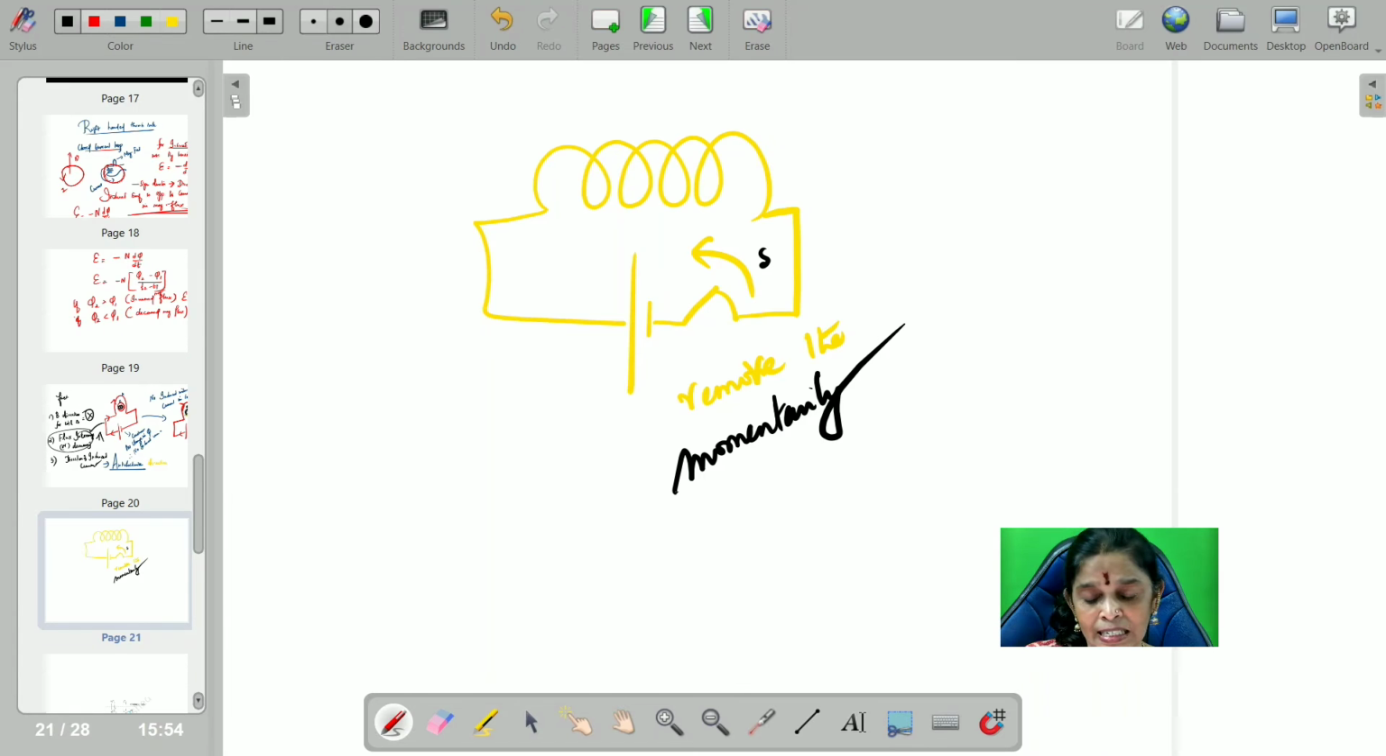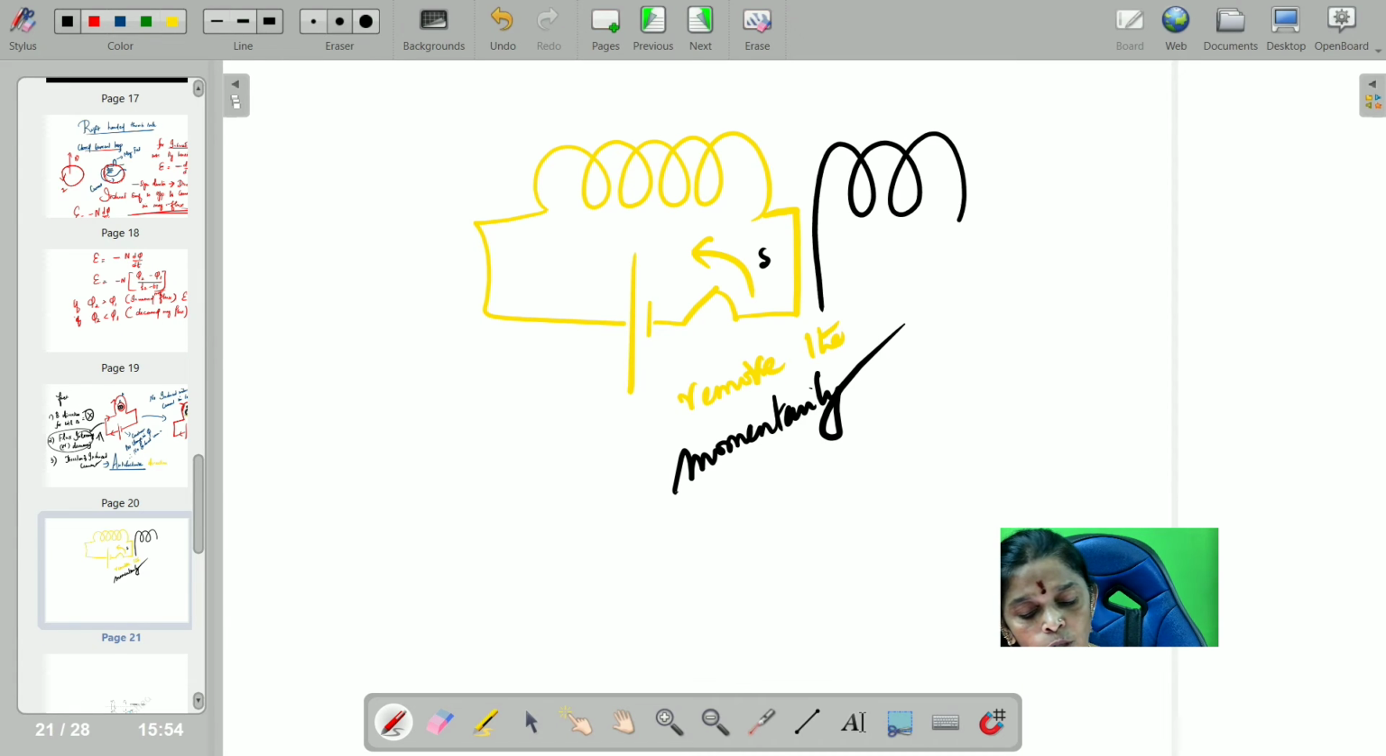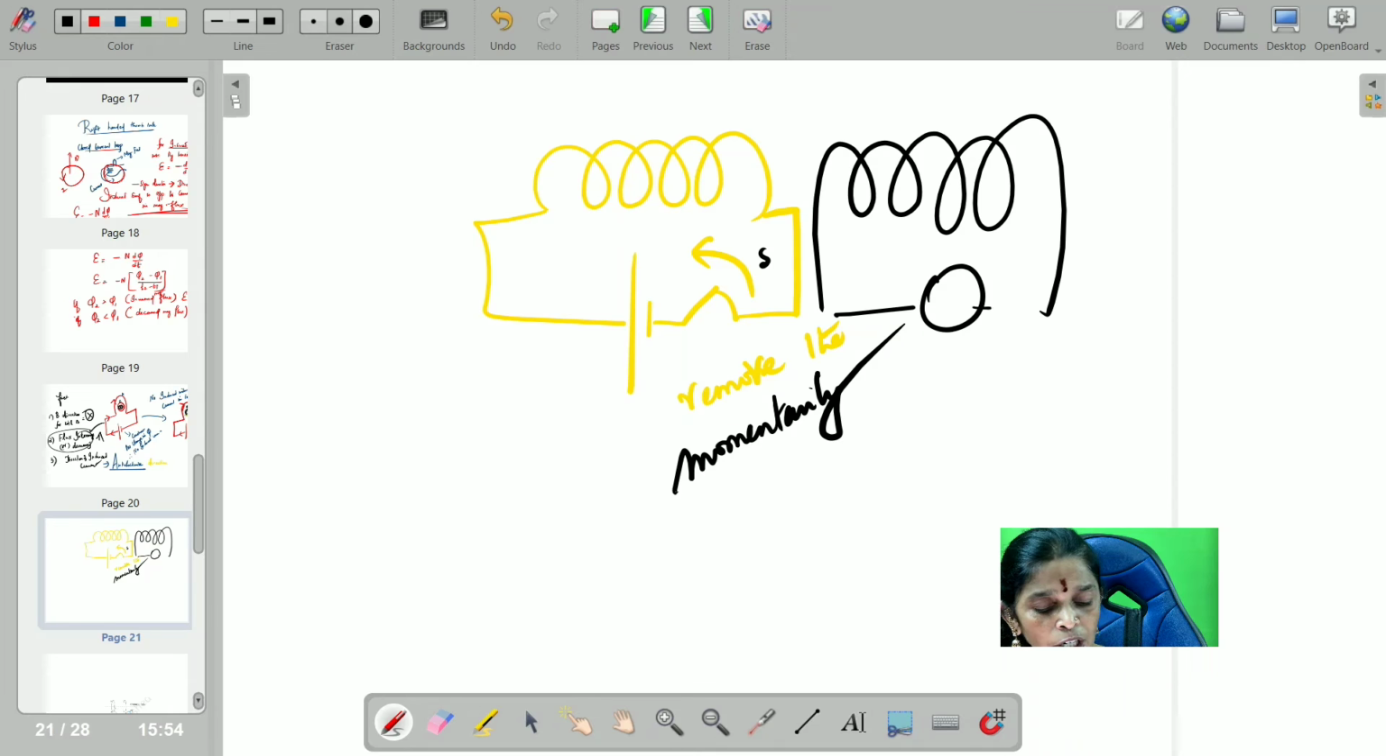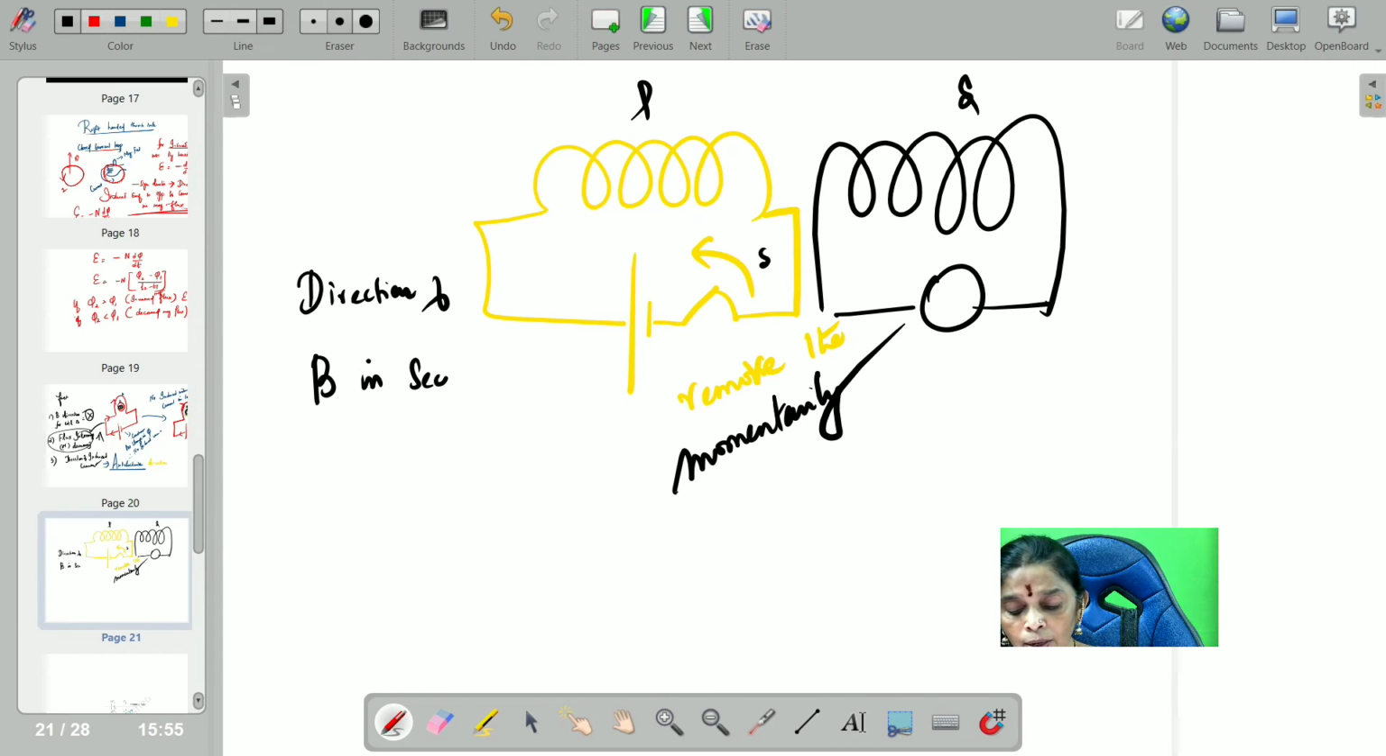When the switch is released, what is the direction of the induced current in the secondary coil? I have already told you, whenever there is a change in flux in the primary coil, there will also be a change in flux in the secondary coil. So first, let us find the direction of B in the secondary coil. Find out whether the magnetic flux is increasing or decreasing.